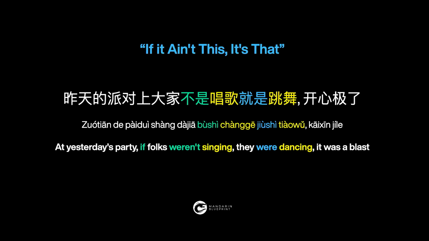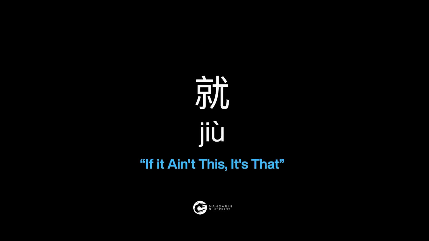昨天的派对上，大家不是唱歌，就是跳舞，开心极了. At yesterday's party, if folks weren't singing, they were dancing. It was a blast. Right, so once again, there's one possibility, 唱歌. Oh, you're not doing that one? Well, then you must be doing the other one, 跳舞, dancing. So this gives you an example of how to use if it ain't this, it's that, the 不是，就是.